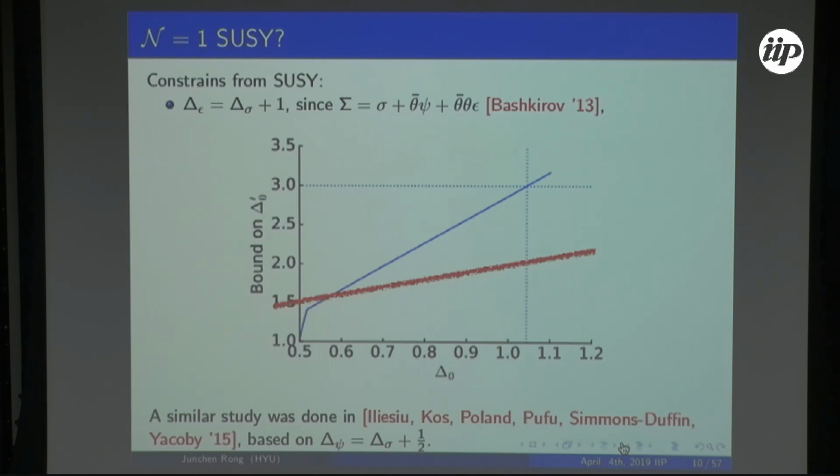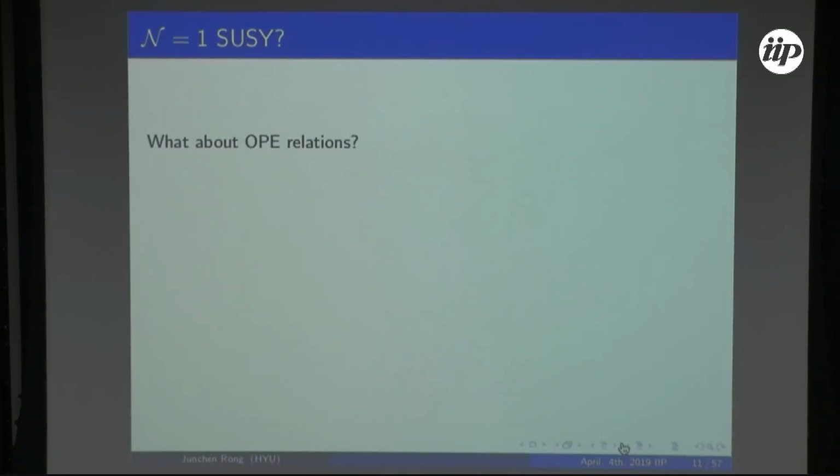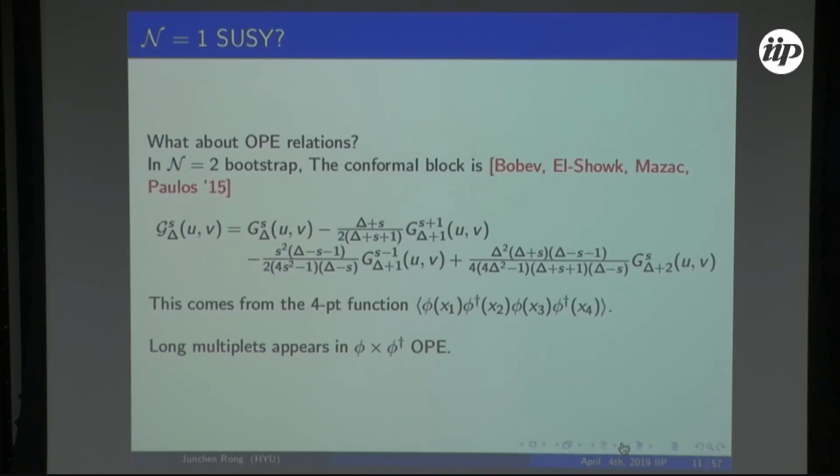The bootstrap of fermions, and fermions are related to sigma by 1/2, so you can similarly draw a line there. But actually, they contain a little bit more, which is why it motivated us to look at this theory more carefully. Okay, so what about OPE relations? How can we get some conformal block? Let's first remind ourselves what the N=2 bootstrap tells us.